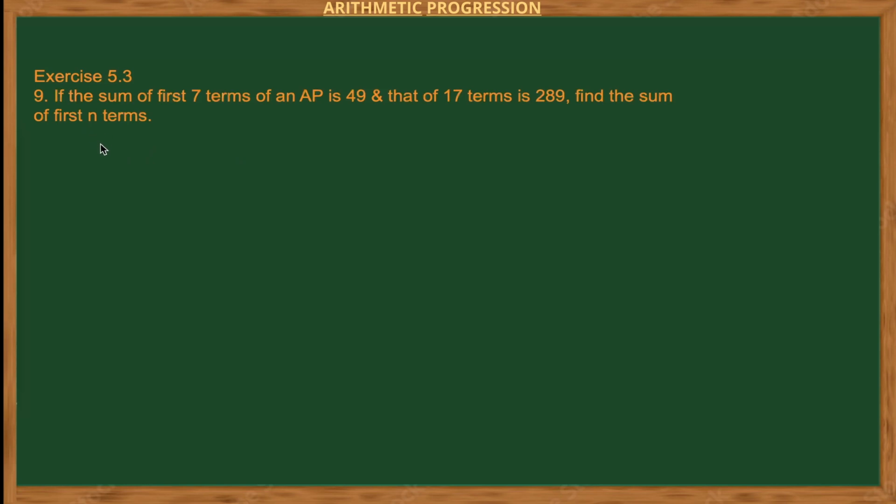If the sum of the first 7 terms of an AP is 49, okay, so what is given? Let's write it down. The sum of the first 7 terms, S7, is given as 49, and the sum of the first 17 terms, S17, is given as 289. So what is it asking? Find the sum of the nth term. So the sum of the nth term we need to find.